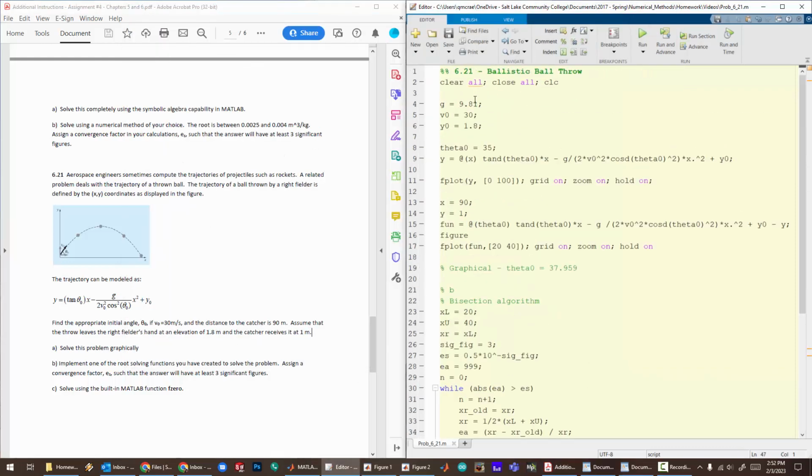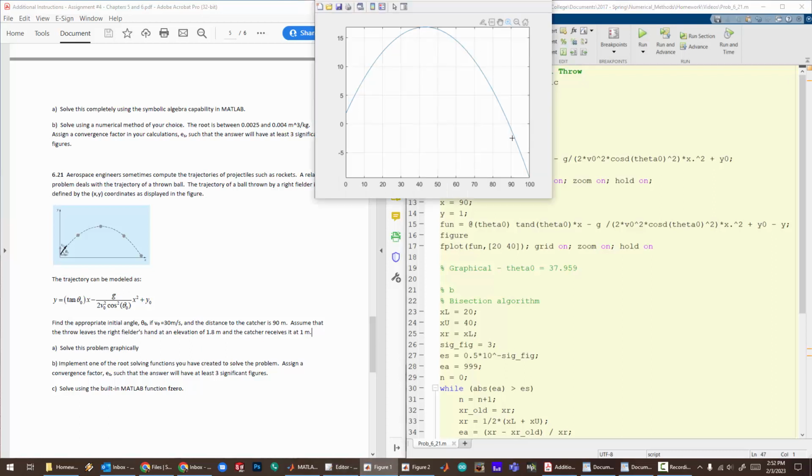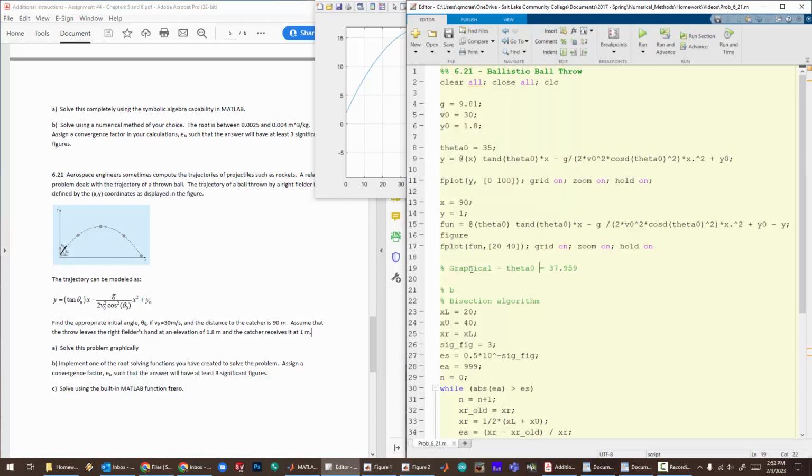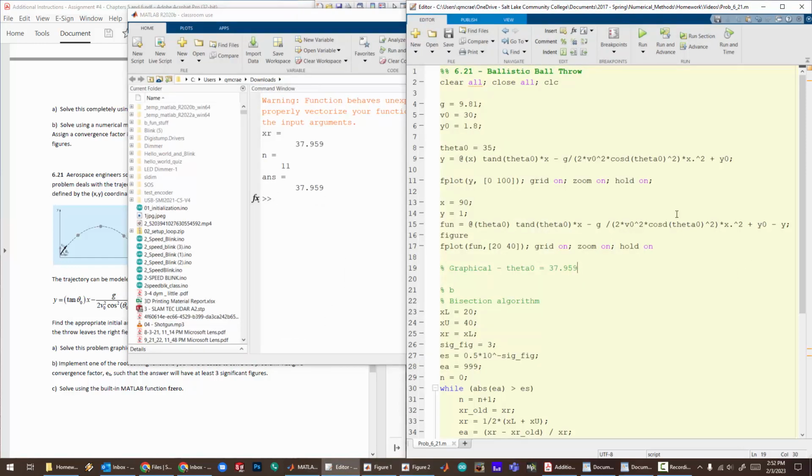So again, part A, we do the ballistic, but again, this whole thing is a ballistic. Part A, we do it graphically. But the first graphical, this first plot is lovely. Actually, now that we've done all that, let's plug in what theta naught is. We know the value, 37.959. So I'm just going to plug that in here, 37.959, and run this.